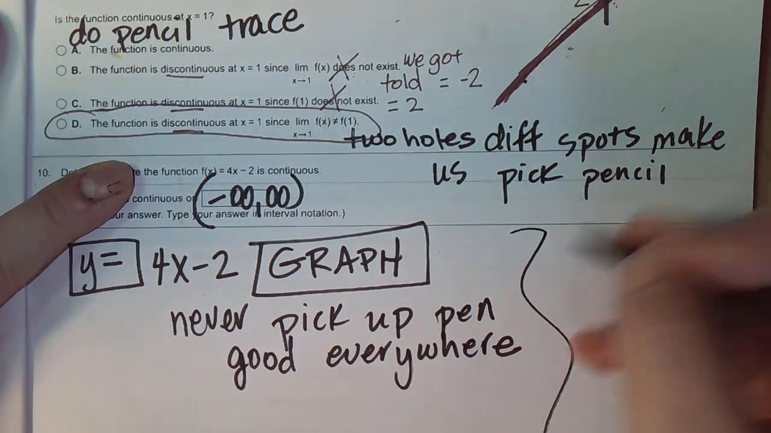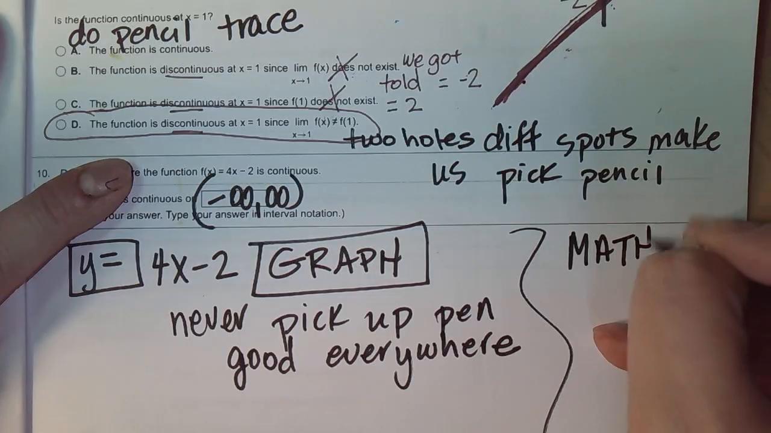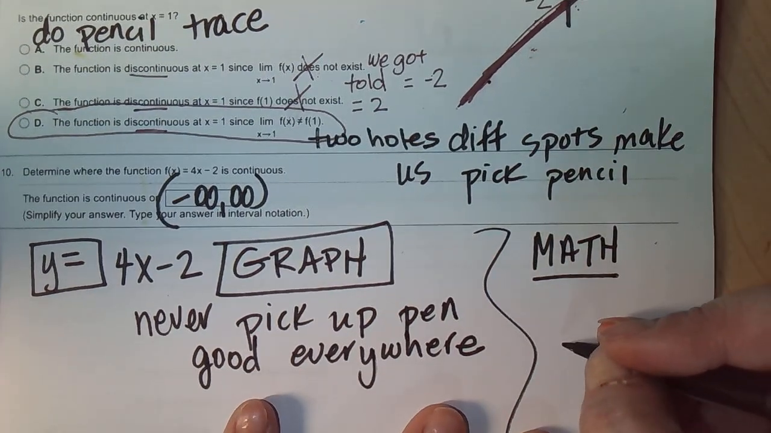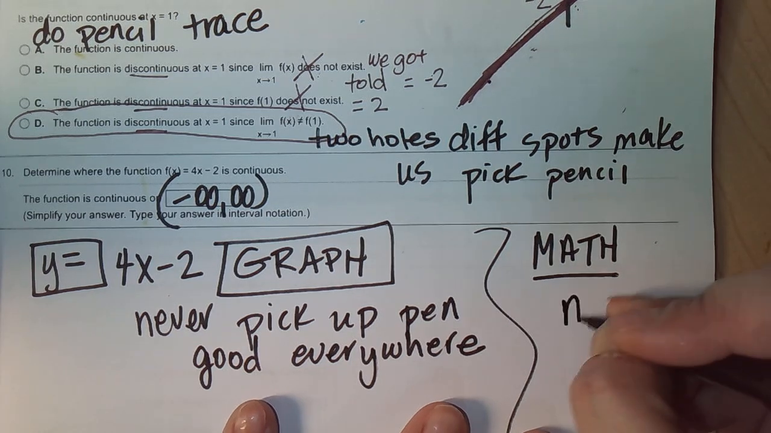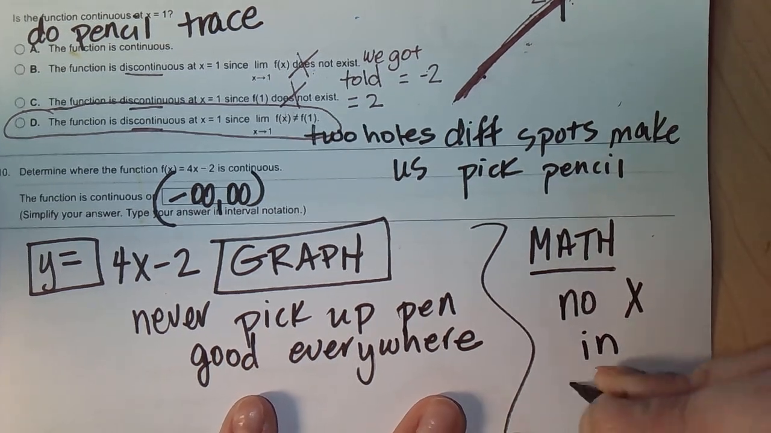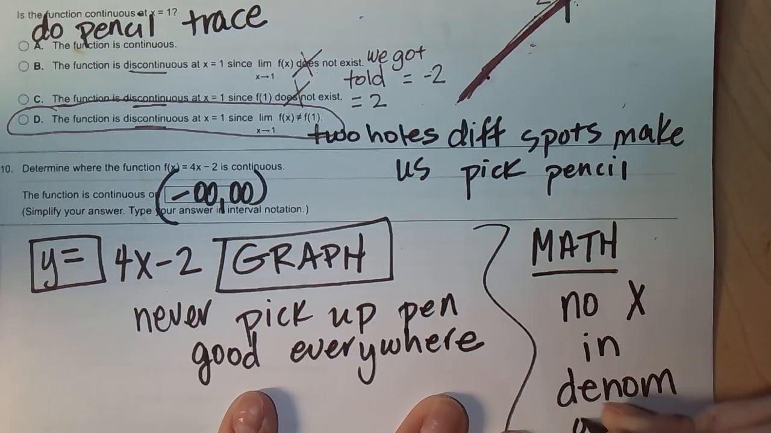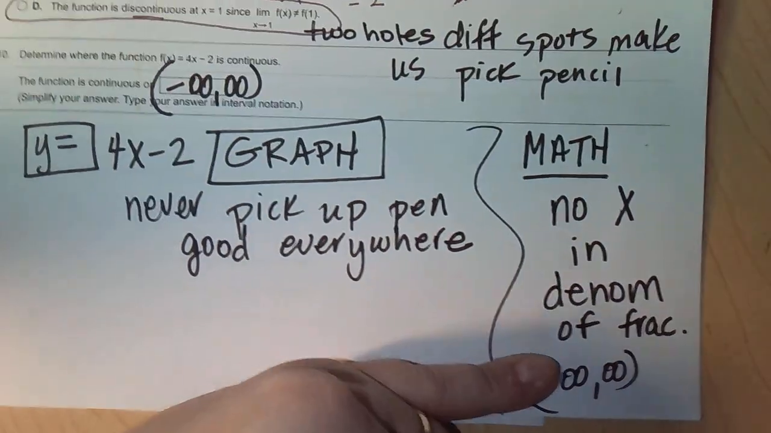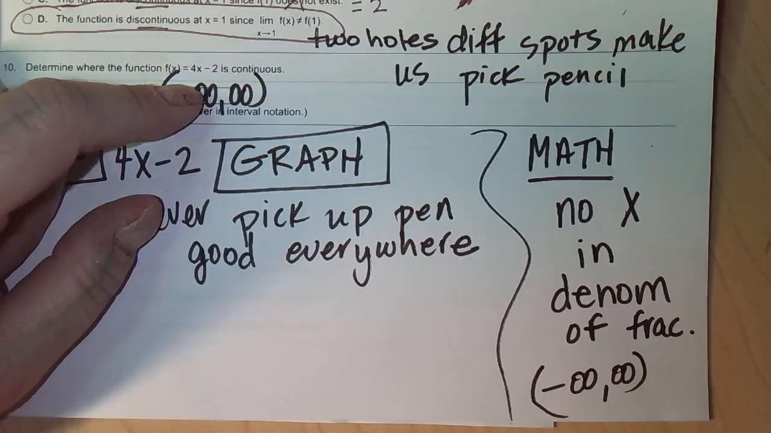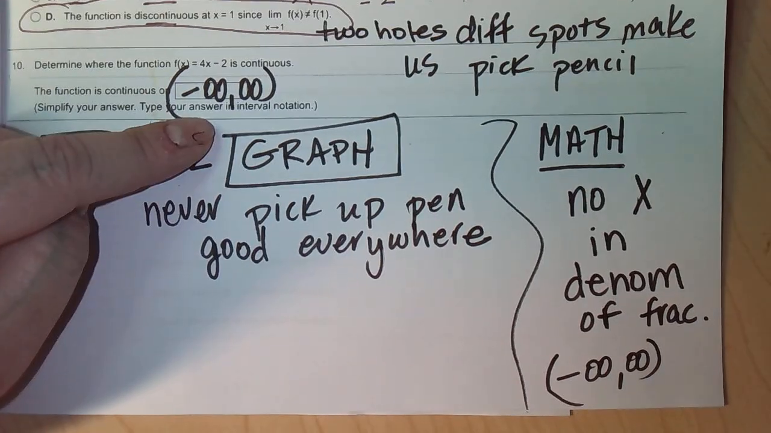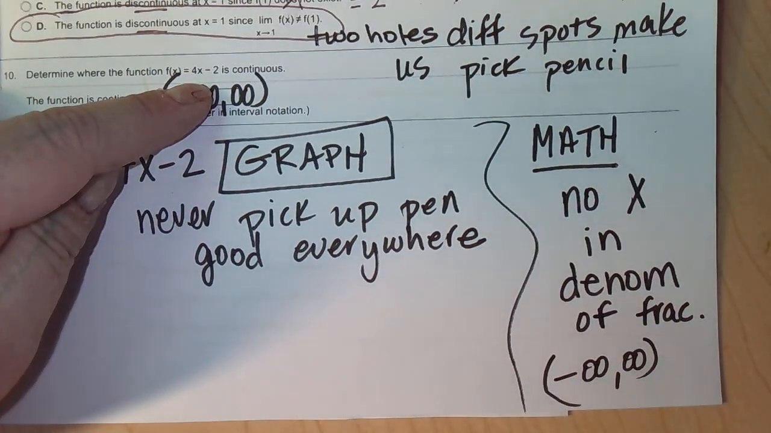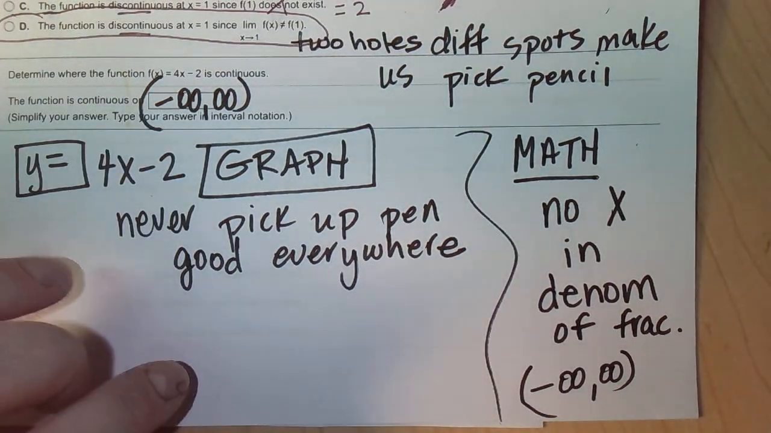Okay, if you were wondering what's the math to back that up, on your test, if there is no x in the denominator of a fraction, then it's continuous everywhere, at negative to positive infinity. So for this problem, I don't have a fraction. The x is not in the denominator because there's not even a fraction. It just says 4x minus 2. So it's continuous everywhere.